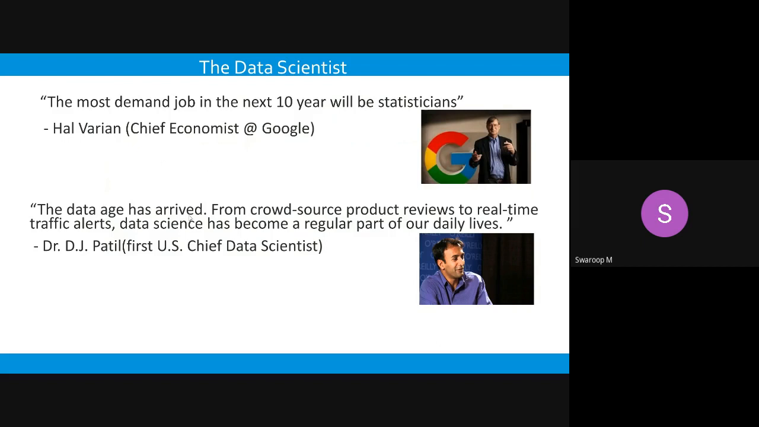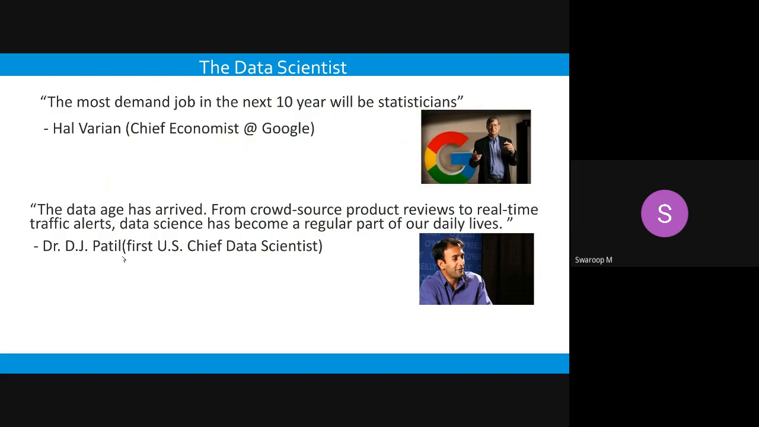And we have one more person saying the data age has arrived. From crowdsourced product reviews to real-time traffic alerts, data science has become a regular part of our daily lives. He is Mr. DJ Patil.